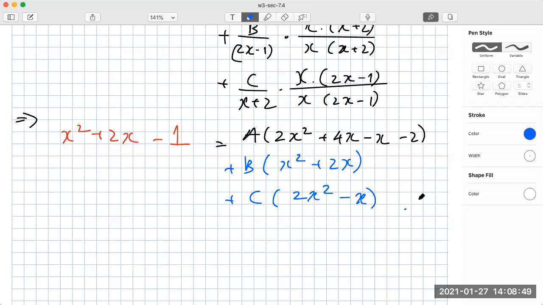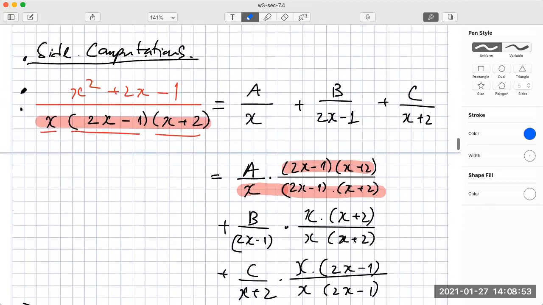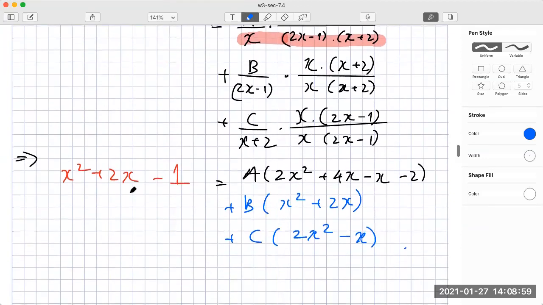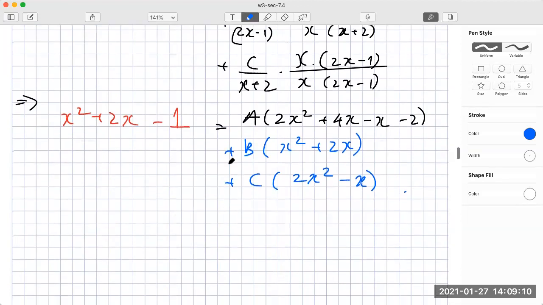We multiply both sides by the same denominator, right? Then the denominators here will cancel each other. Then what is left are they here. Very good. Now, on the left, there are some terms of x squared, some terms of x and numbers here.